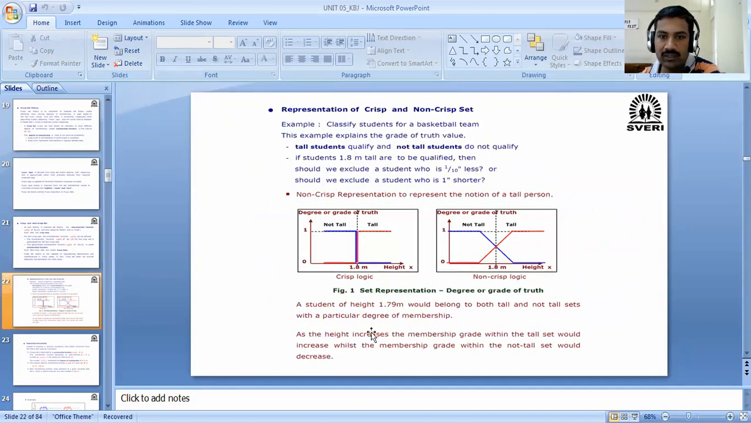Okay, next we'll see here crisp and non-crisp. In crisp, directly we can write, okay, either 0 or 1. Here one example is given: classify students for a basketball team. We have to classify the students for the basketball team. In that I have written, this example explains the grade of truth value. Tall student qualifies, not tall student does not qualify. Means we can select those students having more height, and we do not select those having small height.